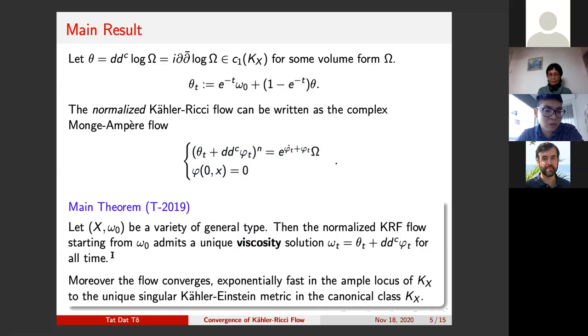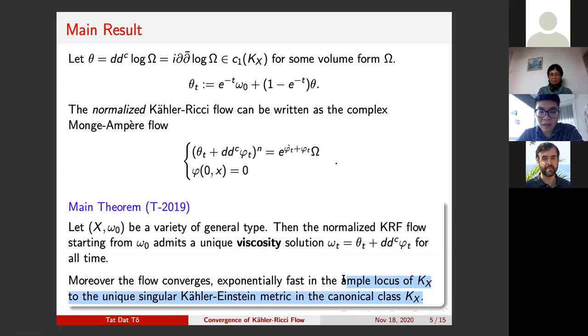But here I just want to state the theorem that in fact we can define the solution in some weak sense, and this responds to the question of Feldman-Ilmanen-Knopf, that of course in some way you can define the weak solution. And moreover, I already showed that the flow converges. That means the potential phi_t converges exponentially fast in the ample locus of K_X. I will define this later, to the unique singular Kähler-Einstein metric in the canonical class K_X.